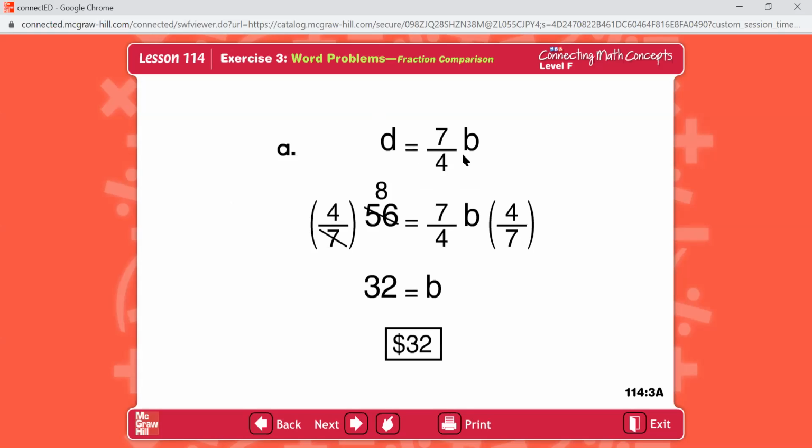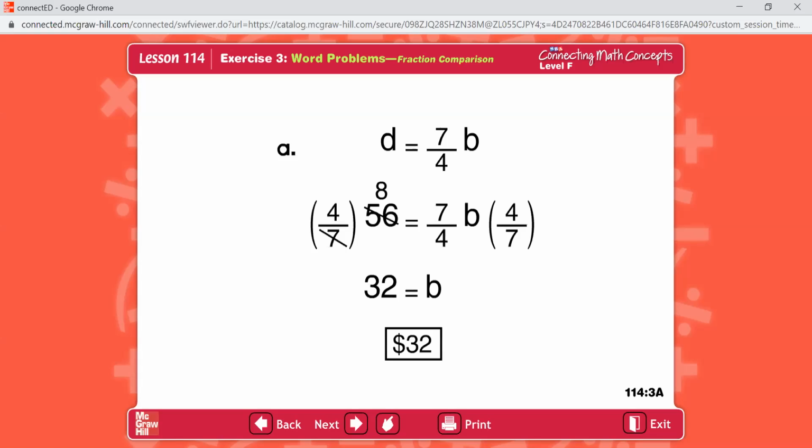D equals 7/4 B. You replace D with 56. You multiply both sides by 4/7, the reciprocal of 7/4, getting B all by itself. Over here, you cross out these to reduce them, giving you 32 equals B, $32.